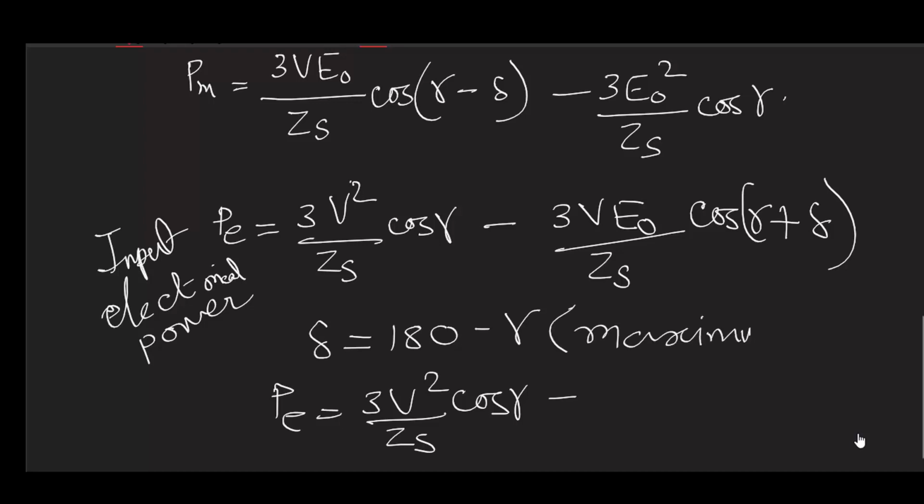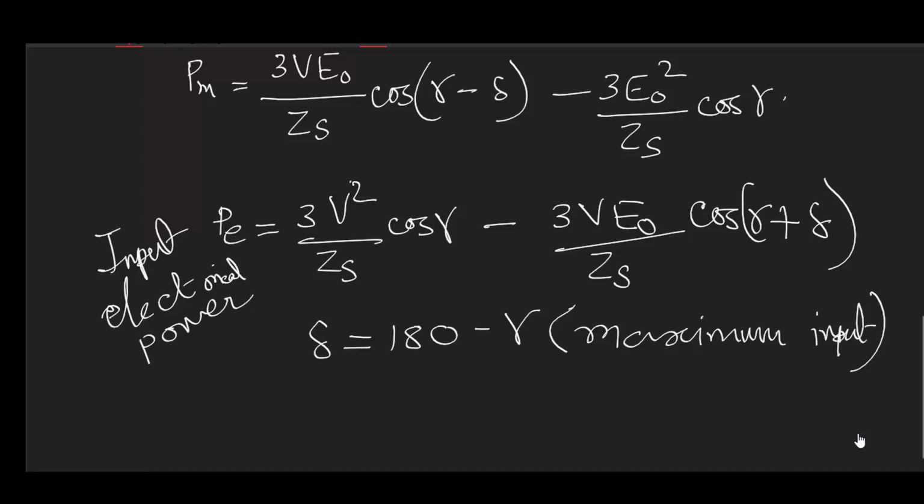Condition for maximum input. So, if we put that value of gamma, what we will get? We will get the delta for maximum electric power consumption, delta should be 95.7 degree. Very interesting observation, delta should be 95.7 degree.